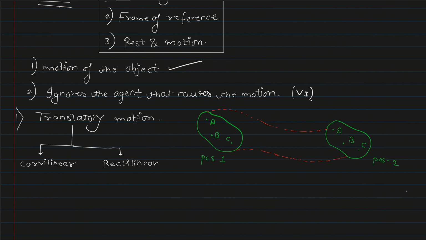So you see that the path which is taken is not exactly straight. It's not straight at all. So this is called a curvilinear path or curvilinear motion, and it's a part of translatory motion.